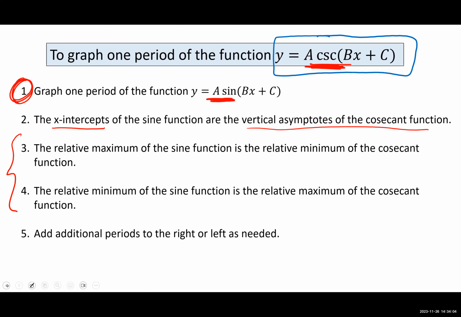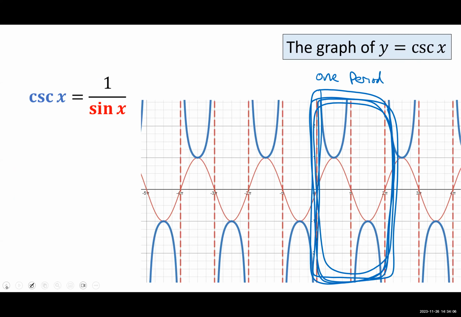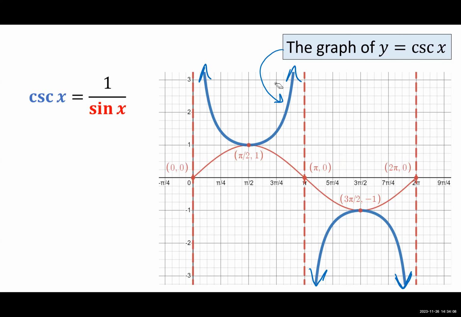Let me go back two slides. All right, so I'm looking right here. When the sine function has a relative max, the cosecant has a relative min. And when the sine function has a relative minimum, the cosecant function has a relative maximum.